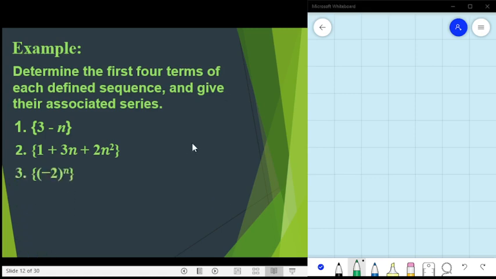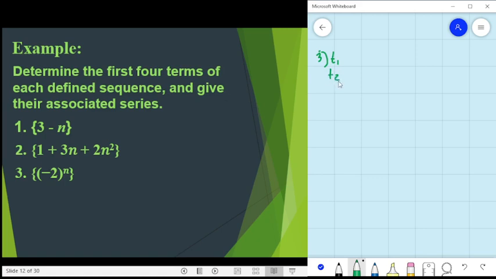We have number 3. Number 3 is the set containing negative 2 to the power of n. Again, we are to find t sub 1, t sub 2, t sub 3, and t sub 4. For t sub 1, we are going to substitute the n with 1. For t sub 2, we substitute the n with 2. For t sub 3, we replace the n with 3. And for t sub 4, the n will be replaced with 4.